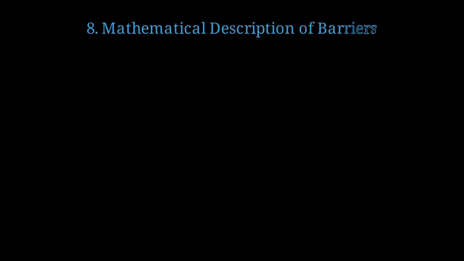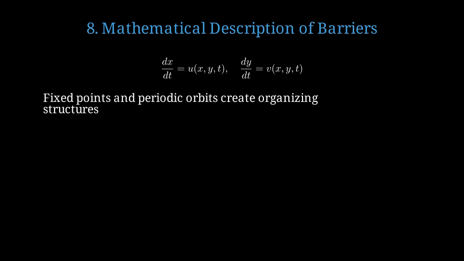We can describe these transport barriers mathematically using dynamical systems theory. The flow is described by these ordinary differential equations for particle trajectories, where u and v are velocity components. Fixed points and periodic orbits of this dynamical system create the organizing structures around which coherent regions form. The Jacobian matrix J describes local flow deformation and identifies elliptic versus hyperbolic behavior. Elliptic fixed points have purely imaginary eigenvalues, creating closed orbits and stability islands that trap fluid.